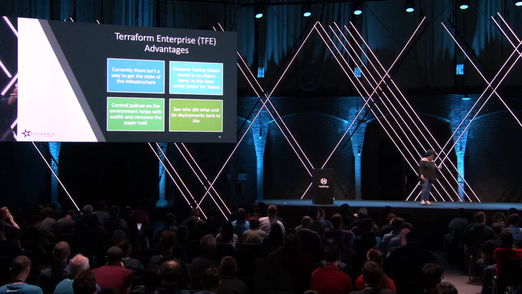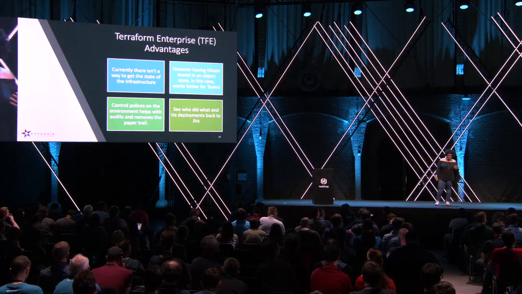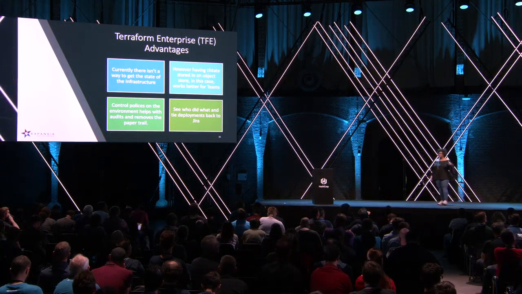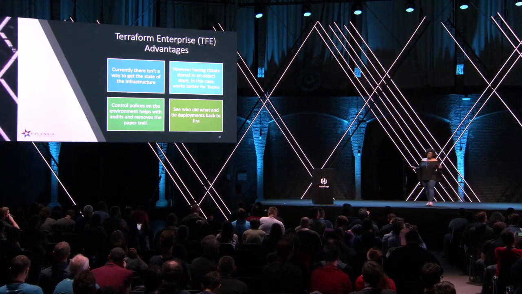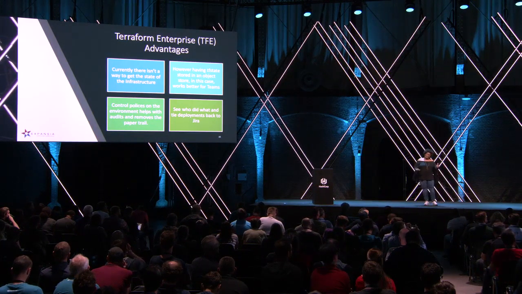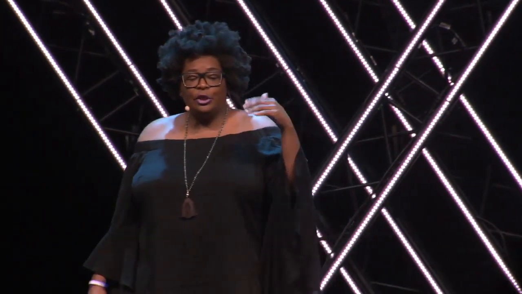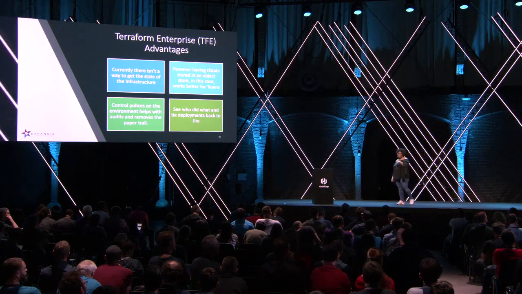So Terraform Enterprise. The advantages that we have seen is, one, we're able to hold state. With VMware, we can't hold state unless you're using vRealize, but then there are other issues that go along with that. Control policies on the environment. Also, we need to have the ability to audit. Now, if we have those policies written out in code, we can now see who was actually able to push the button on the environment to say, hey, we deploy it to staging or we deploy it to production. The next one is to see who actually did what and have that feedback in Jira.